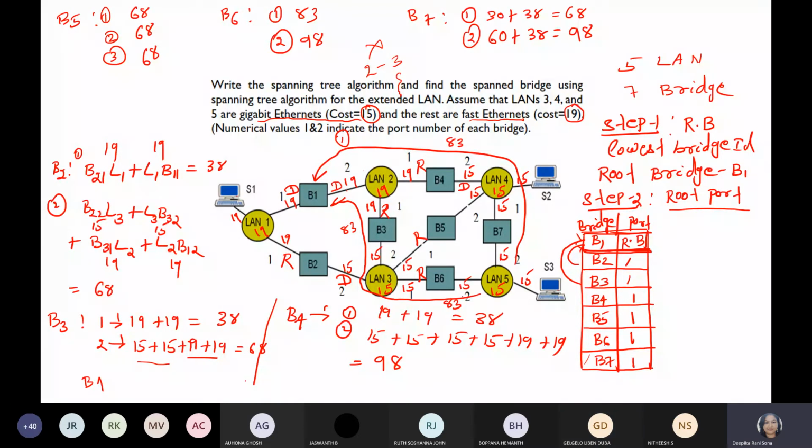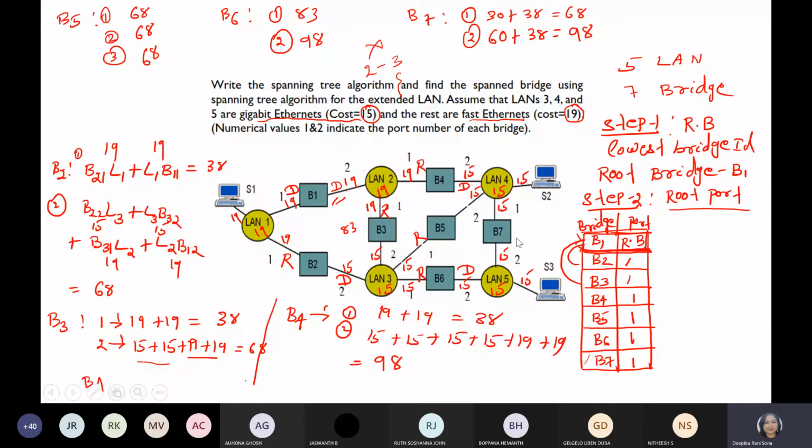So which one is the lowest ID? We have to select that path. B6 and B7, 2 bridges are there. Which one is the lowest? B6 is the lowest. So we have to mark B6 port 2 as the designated bridge and designated port. Okay guys, now you can see in this figure itself we have marked the respective root port and the designated port for all the bridges.